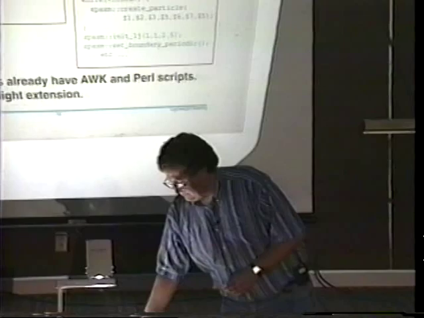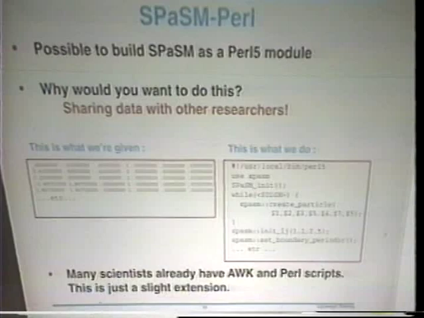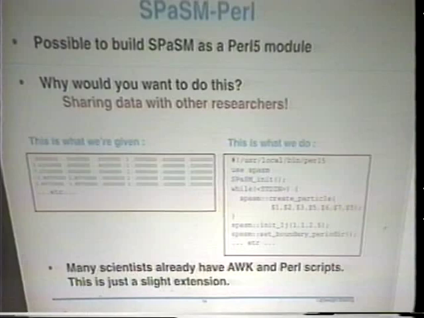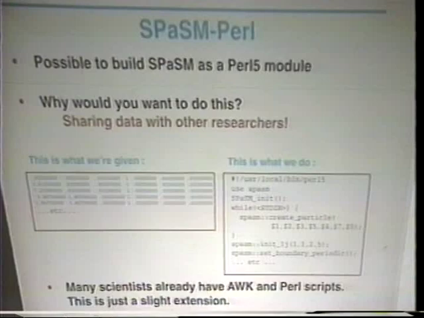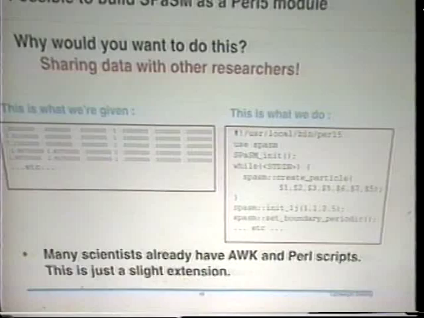So that's one example. Another interesting thing that I've been playing with is that you could build SPaSM as a Perl module for Perl 5. And why would you want to do this? I mean, this might sound completely insane at first. We actually do a fair amount of sharing of data with other divisions, particularly in the theory division, with people who are developing potentials for materials. We're very interested in potentials for molecular dynamics. And lots of times they give us these really weird data formats. They'll say, here's my potential for copper or something, but it's in a file that might have some weird format. Or they might give us an initial condition that's in some strange format.